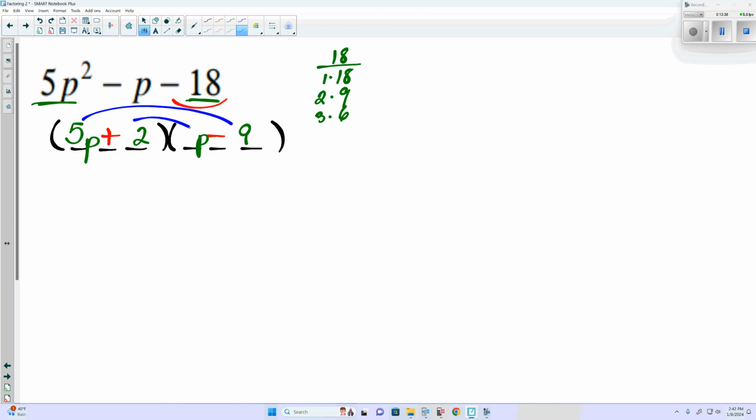At this point here, we can check this here. 5p times 9 is negative 45p. Because our 5 times 9, negative 9 would be negative 45. We still have the p. Positive 2 times p is positive 2p, or plus 2p. Negative 45p plus 2p is negative 43p. Is that the middle term we wanted? So we can still flip the 2 and 9.